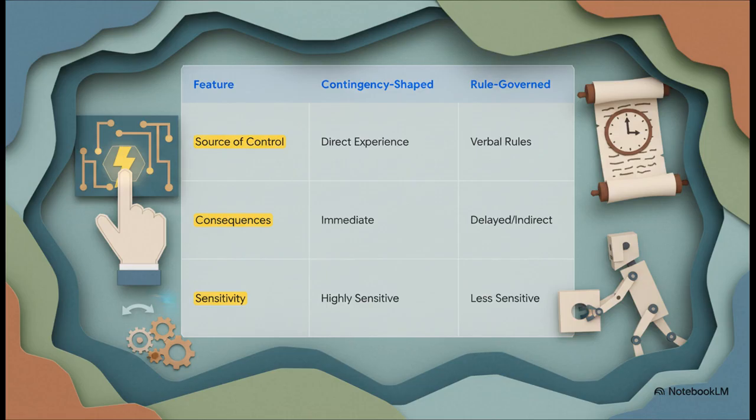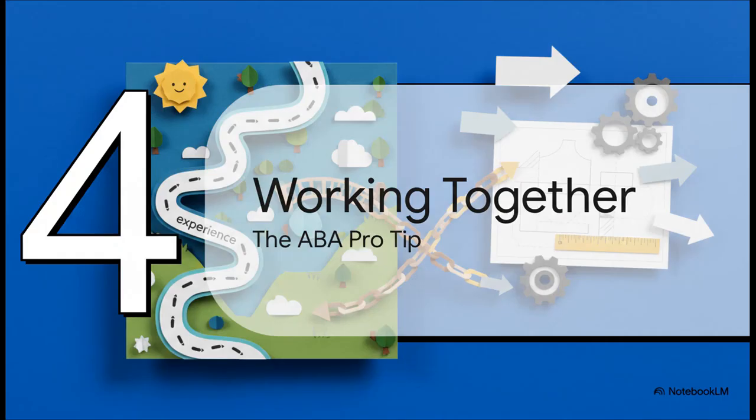And finally, that affects what we call sensitivity. Contingency-shaped behavior is super sensitive. It adapts to changes really quickly. Rule-governed behavior can be a lot more rigid. A person might just keep following a rule even if the situation has changed and the rule doesn't quite apply anymore. Now, it's really important to get this. These two types of learning aren't enemies. They're not mutually exclusive. In fact, in applied settings, they're at their most powerful when you use them together.